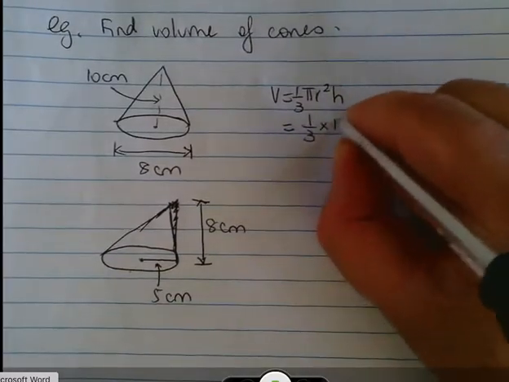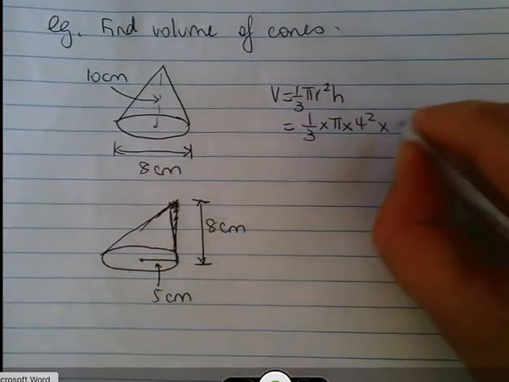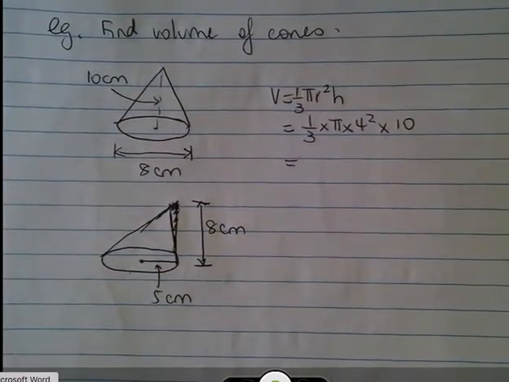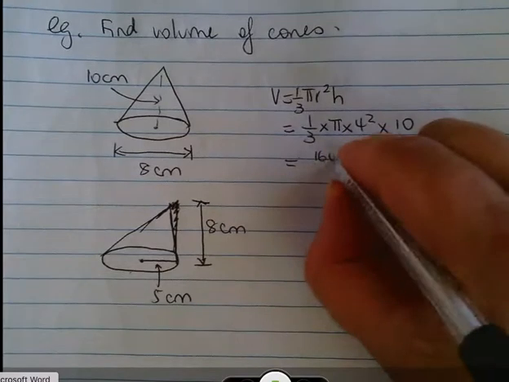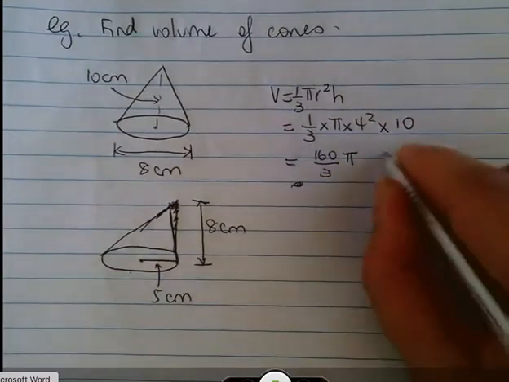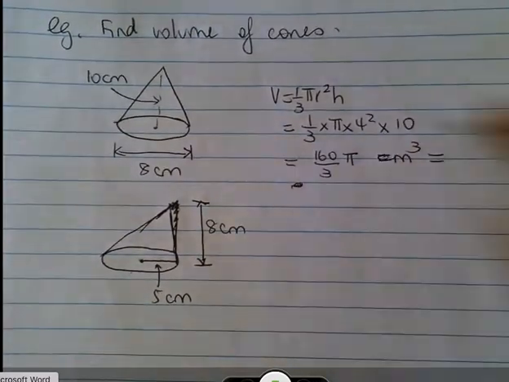So it's 1/3 times pi times, what's the radius? 4 squared times, height is 10. So girls, very straightforward. 160 on 3, whatever that is. The diameter here is 8. And then remember, it's centimeters cubed. You can work out what it is.